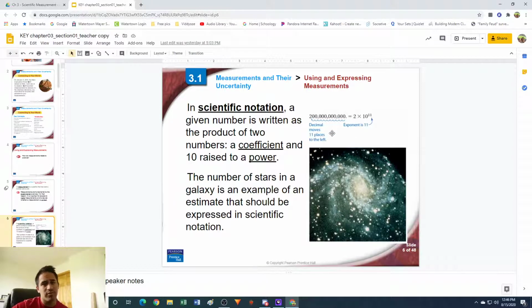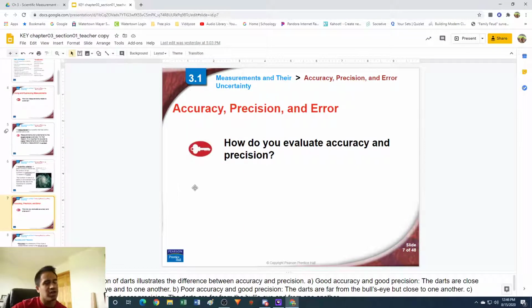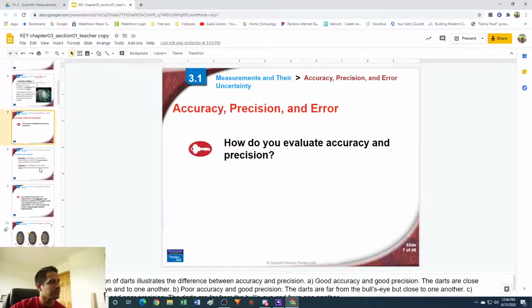If this number were a really small number, like 0.000002, then the exponent would be a negative number rather than a positive one. If you need practice with scientific notation, there are some videos you can watch to get practice on it. But at this point, I assume you know how to do scientific notation. All right, so getting into the main part of this section, let's talk about accuracy, precision, and error.